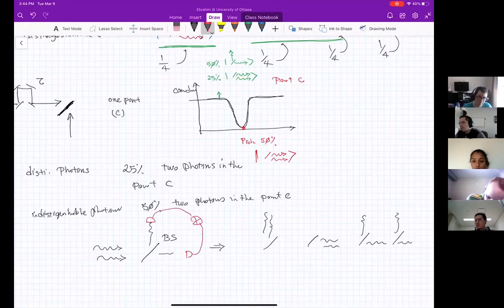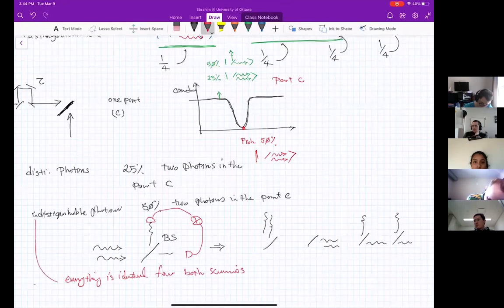And I look at the coincidences between these two. So hereafter, everything is identical for both scenarios, for these 2 scenarios.